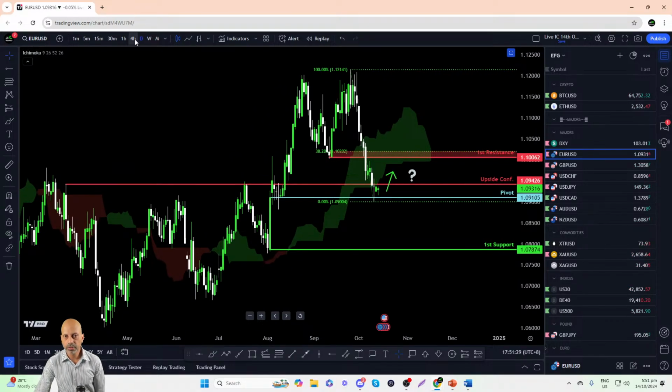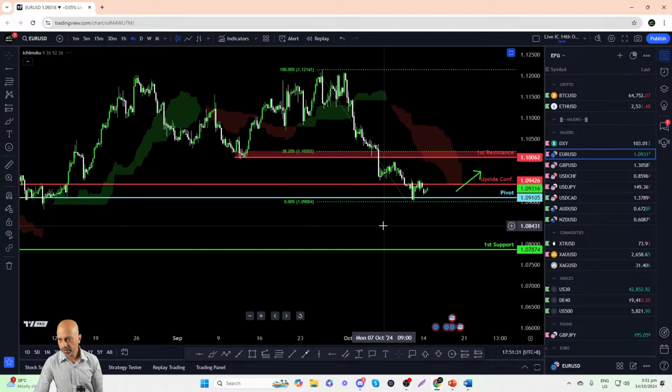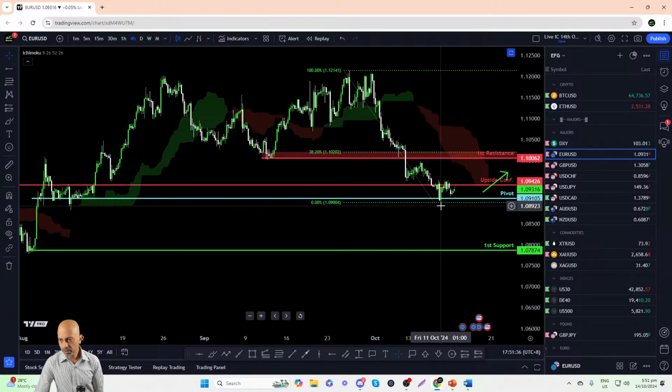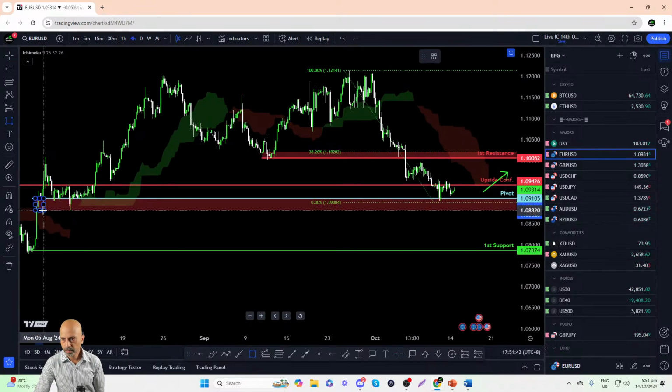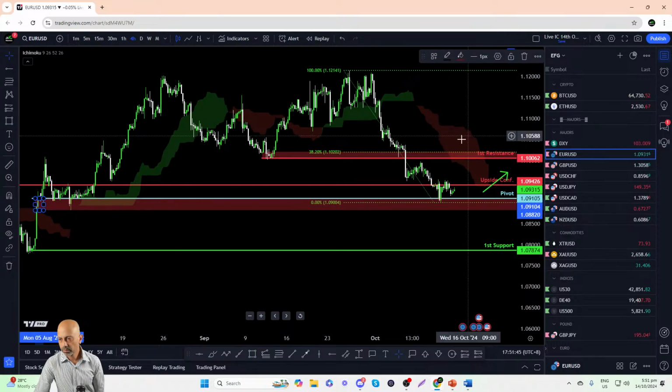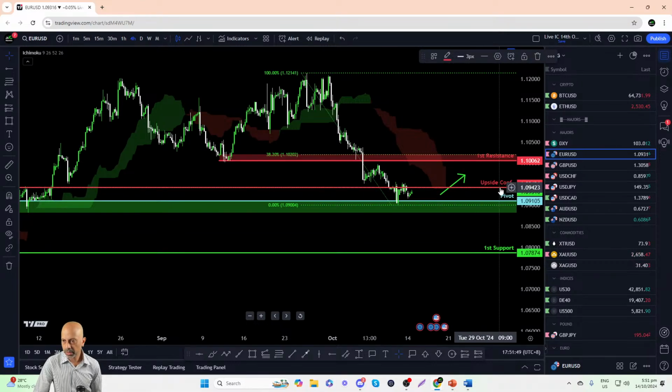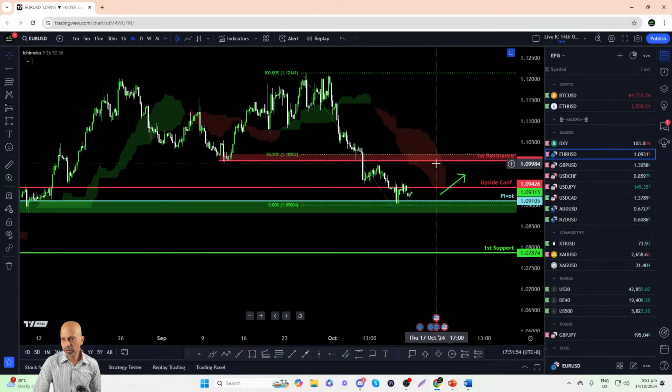Let's take a look at it on the 4-hour time frame. If there's a need to fine tune the analysis, we can see this pivot level here is pretty significant, right? Pretty strong pivot level here. Right, so if we do see the euro break above the upside confirmation level, then we can probably expect it to come close towards the first resistance. So we may have a potential bullish breakout through this upside confirmation level here.